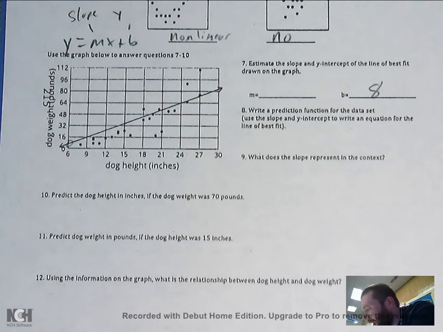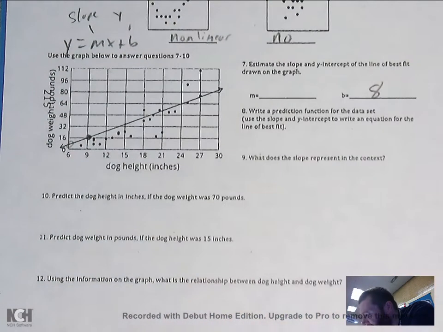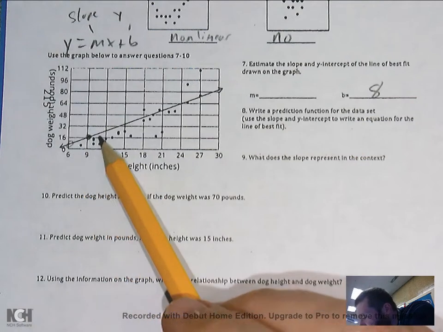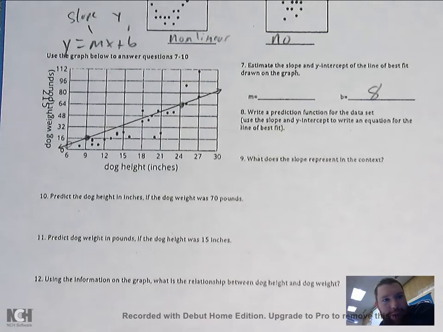Okay? And then to find our slope, we're looking for 2 points where it hits an intersection on the grid. It looks like it hits an intersection right there. And then the next point it hits, it looks like it hits this point right here. Okay, and I'm going to pause.